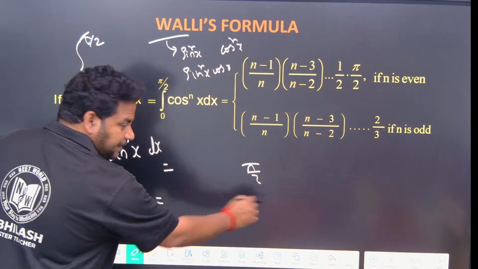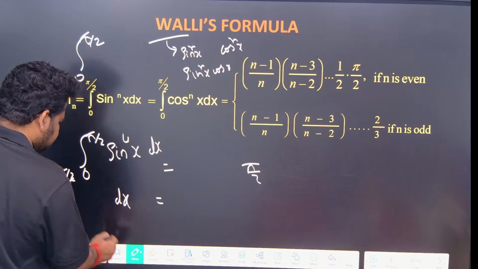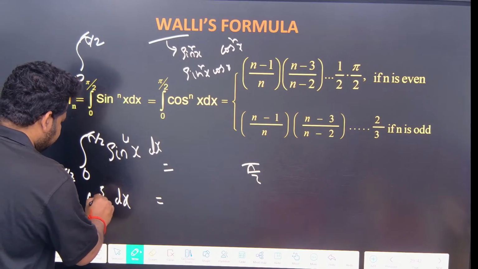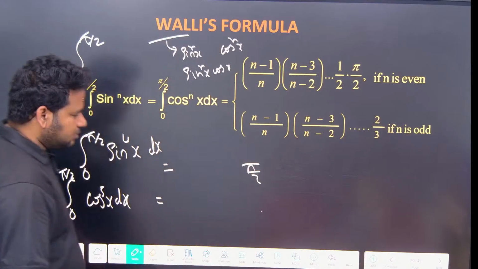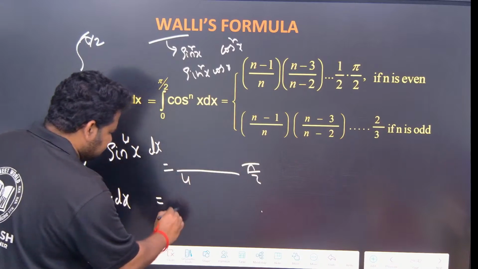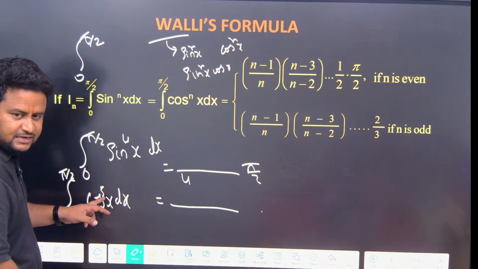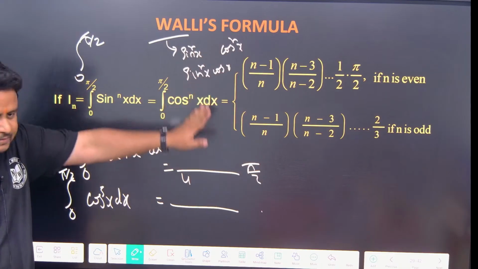So this will become pi by 2. For the cos power 5x dx, here it is odd, so there should be no pi by 2. Now in the denominator, see here 4 is there, I will write 4 as it is. For this one, 5 is there, I will write the power 5. No need to learn by heart, I am telling you how to remember this. No need to remember that formula.